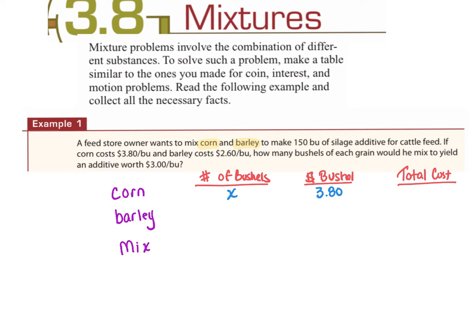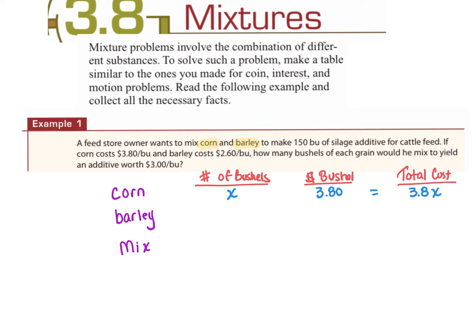So if I have the number of bushels and the price per bushel, how would I find the total price? What would I do with those? You would multiply, right? If I take the number that I have times how much it costs per thing, I would multiply across. So what's the total cost of the corn? 380 times X, right? You could just say 3.8 because we don't have to worry about that 0.